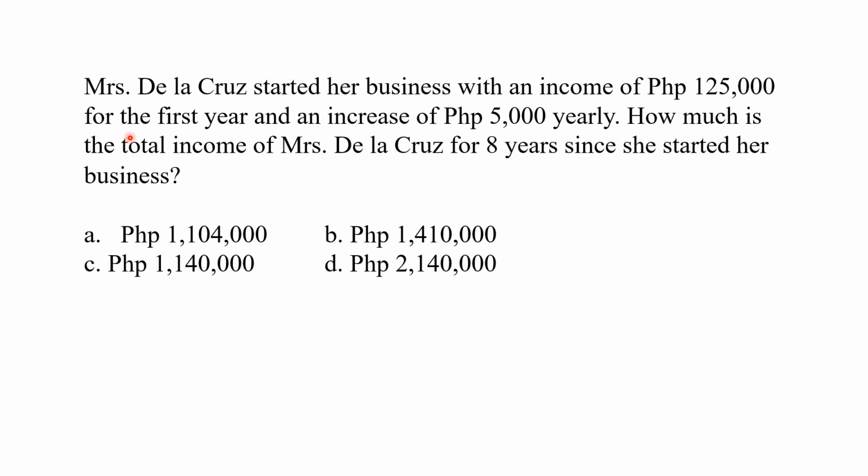For the next problem, Mrs. De La Cruz started her business with an income of 125,000 pesos for the first year and an increase of 5,000 yearly. How much is the total income of Mrs. De La Cruz for 8 years since she started her business? So I will just show you the answer. That is letter C, but the solution is left for you to do. That is equivalent to 1,140,000 pesos.